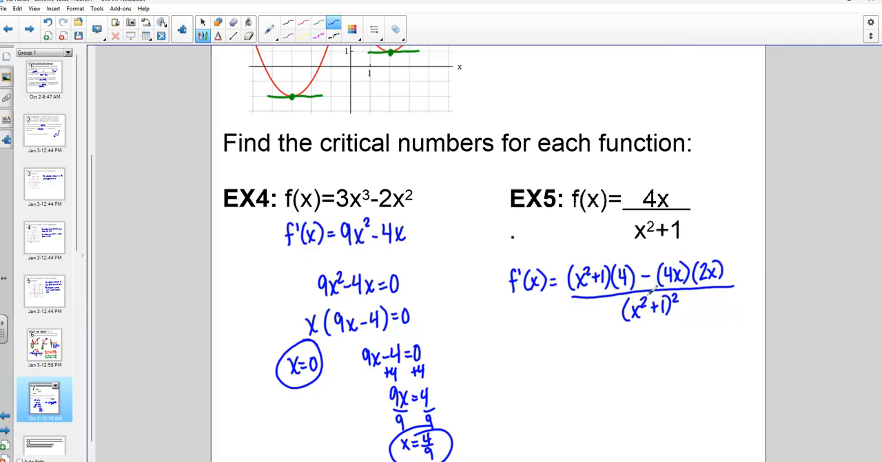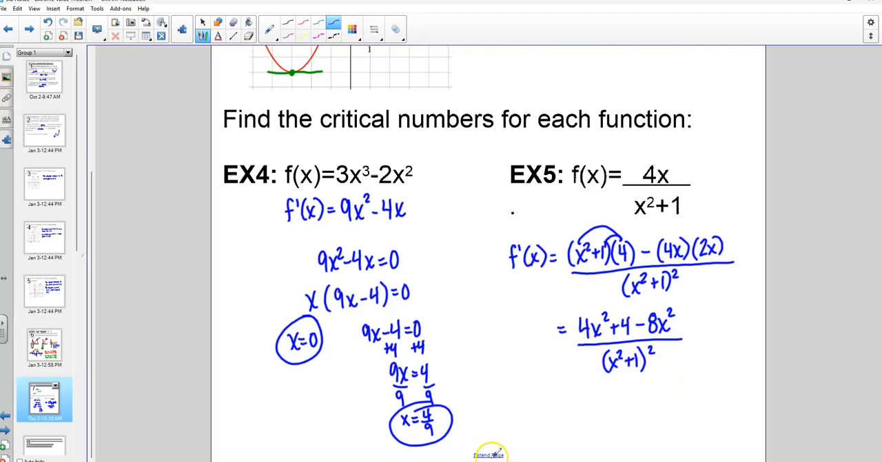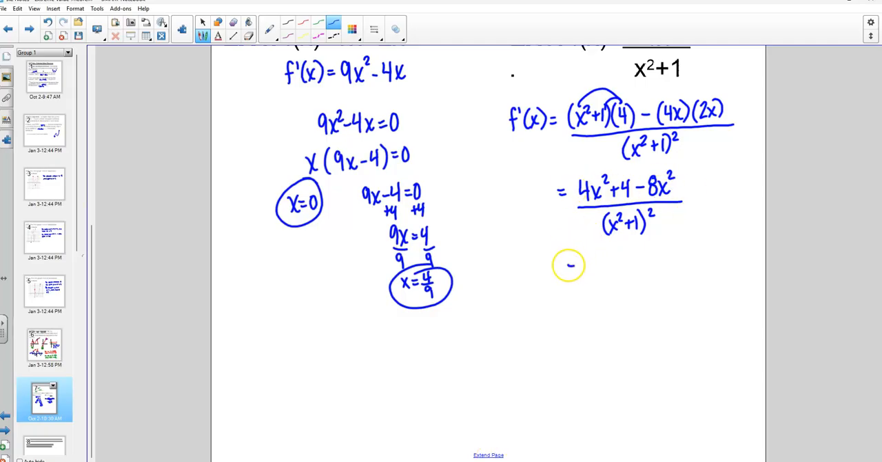Now, you technically don't have to simplify, but it's going to make your life a lot easier if you do simplify. So, for this, I would distribute this 4, and I would multiply these two things together here. So that is going to be 4x squared plus 4 minus 8x squared over x squared plus 1 squared. And then I would combine my like terms up here. So that would give me 4 minus 4x squared over x squared plus 1 squared.